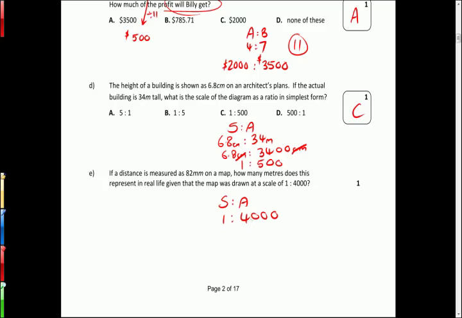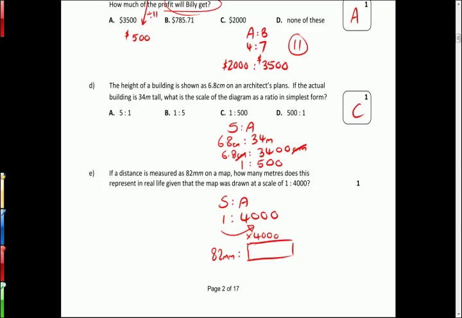The actual is equivalent to 4,000. So clearly, actual, real life, is 4,000 times bigger than the scaled item. So the scaled item is small, the actual item is 4,000 times bigger. So if a distance is measured 82 millimetres on a map, well, it's on the map, that's obviously the scaled one. So the 82 millimeters sits on the left, and we're asking, well, what's it actually worth?